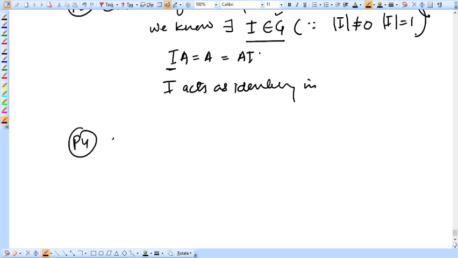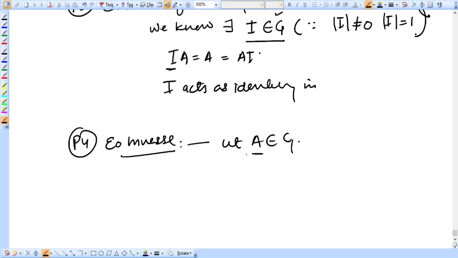Okay, now the fourth property, existence of inverse. Let A belong to G. We are going to find out the inverse for this matrix, right?